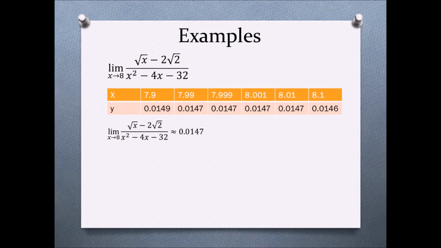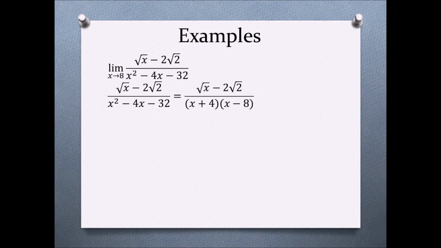Estimate: you can see that from both sides as x approaches 8, the y value seems to be approaching 0.0147. So that's going to be our estimation, 0.0147. How to figure this out? First, you're going to need to factor. Before we multiply by the conjugate, let's factor the denominator. You should get the quantity x plus 4 times the quantity x minus 8.